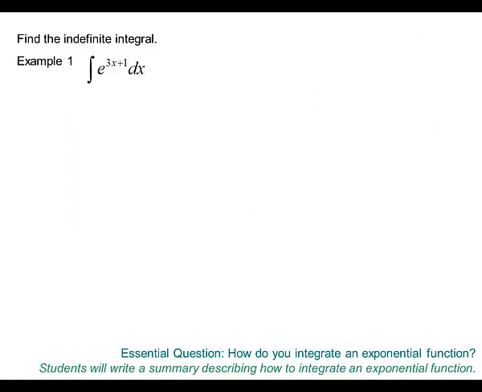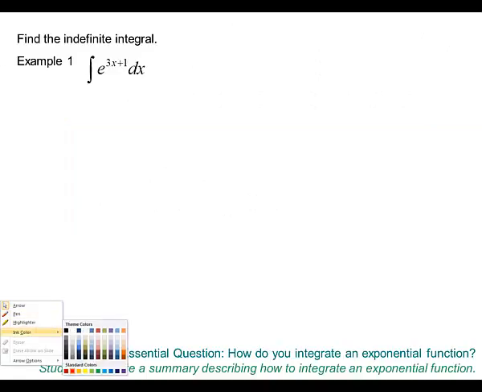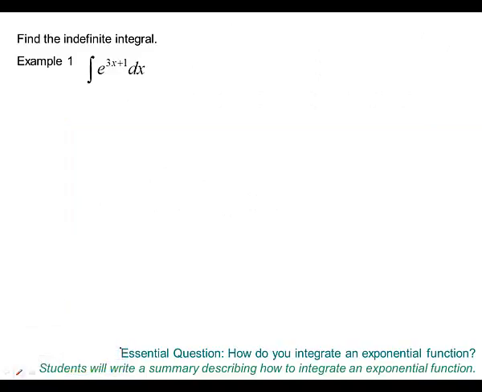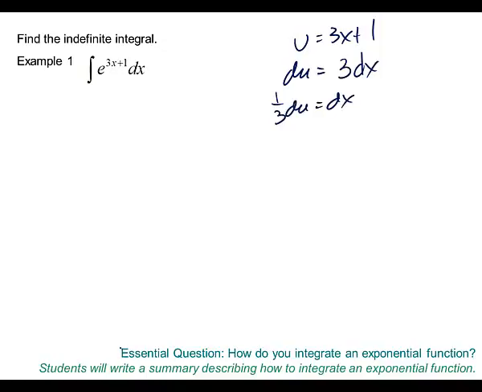What do you think we're going to use as our u? 3x plus 1, good. Okay. So u equals 3x plus 1, so that means that du equals 3 dx. I'm missing the 3, so what do I have to do? Move it over. Okay, so now let's go ahead and sub in.